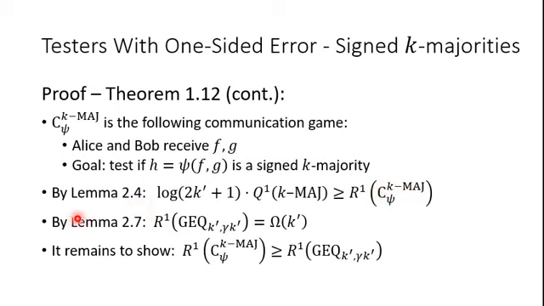So by lemma 2.7, we already know for one-sided GEQ with k prime and gamma k prime, that it is omega of k prime. So all we need to show again is to relate between this and this. So that means that if we want to get a lower bound for the query complexity of testing k majority, we need to show this relationship.